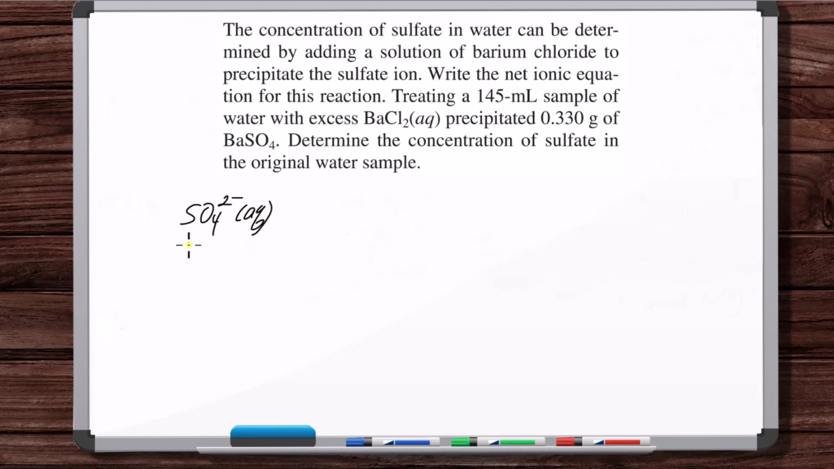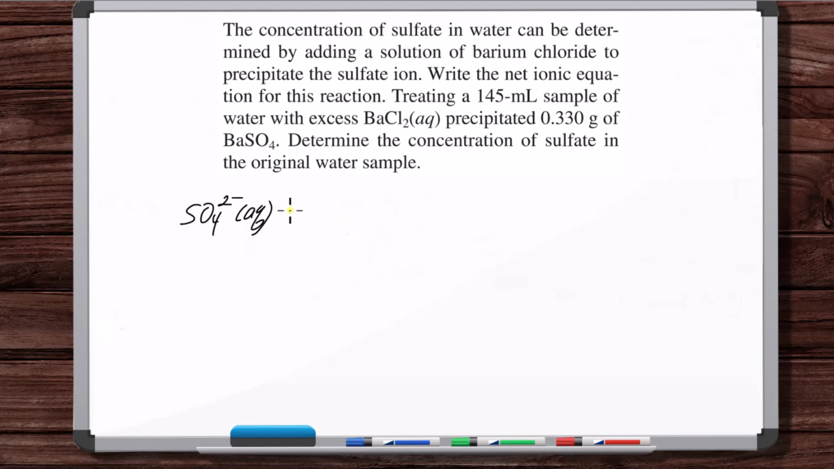Where this came from, what original compound with sulfate as the anion was dissolved, we're not worried about. We just want to construct the net ionic equation, which, remember, shows you from the perspective of dissolved ions only the dissolved species that are taking place in the chemical reaction in solution. So these sulfate ions are going to be involved in the chemical reaction. So what else? We've got sulfate in water, then another solution of barium chloride is added.